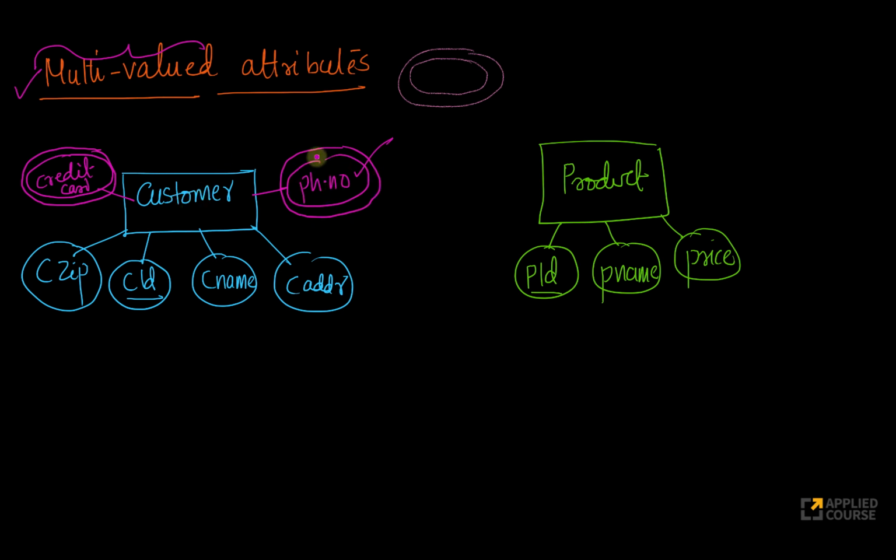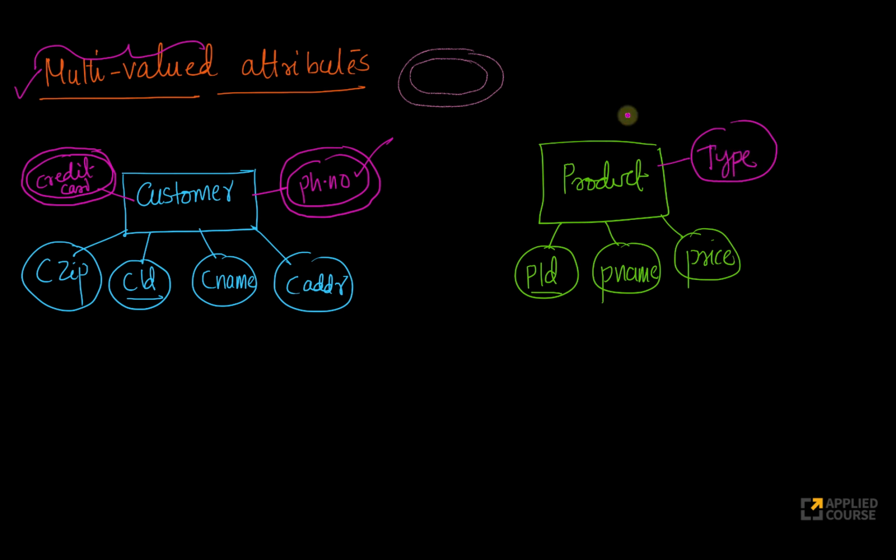So given a customer, you can have multiple phone numbers and multiple credit cards, right? Again, think about what can be there for a product. What is a multi-valued attribute for a product? Just pause this video for a second and think about it logically. For example, product type.